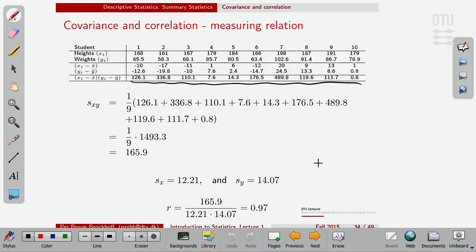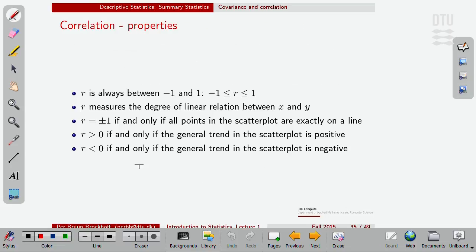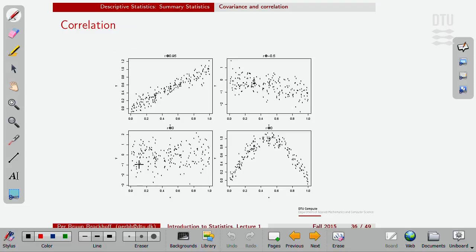For our data, let's just look at it. For our data, it became 0.97. So the 10 numbers I showed you would provide a correlation coefficient of 0.97. Let me show you this one and then get back to my summary points.